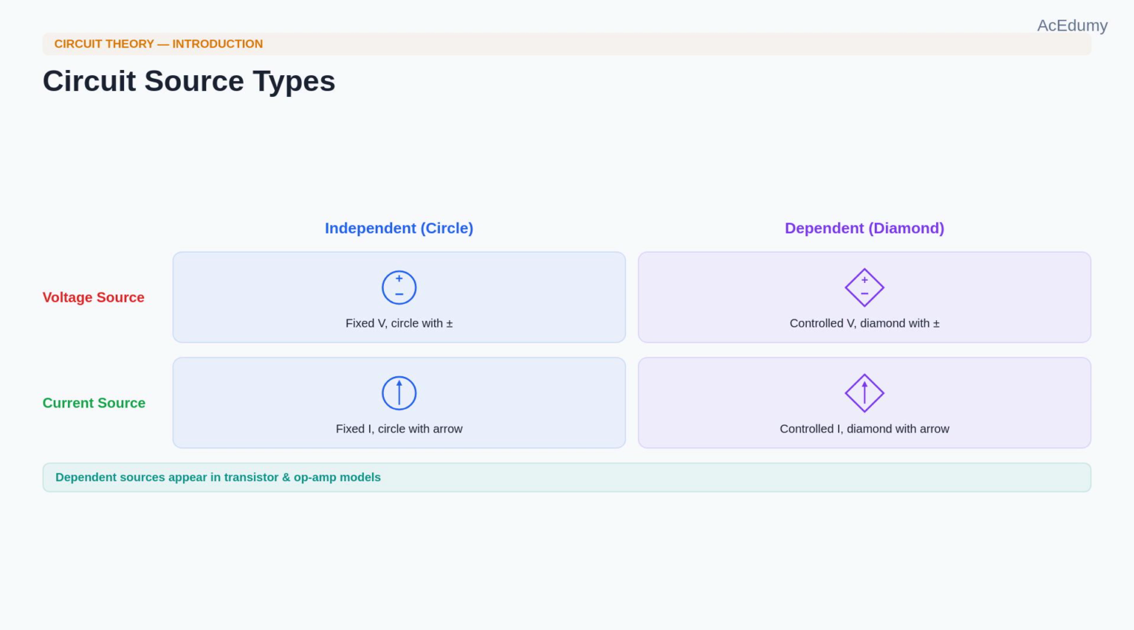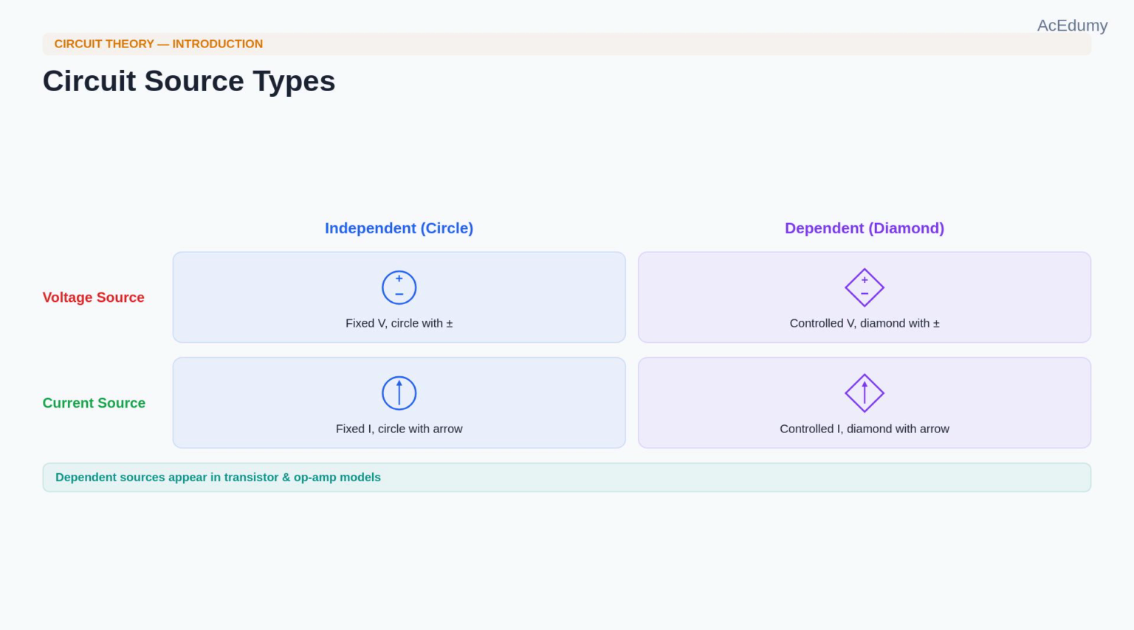Every circuit needs sources to drive current and establish voltages. There are 2 categories, independent and dependent. An independent source provides a fixed value regardless of what happens elsewhere in the circuit. We represent it with a circle. A dependent source, also called a controlled source, produces a value that depends on some other voltage or current in the circuit. We draw it as a diamond or rhombus shape.